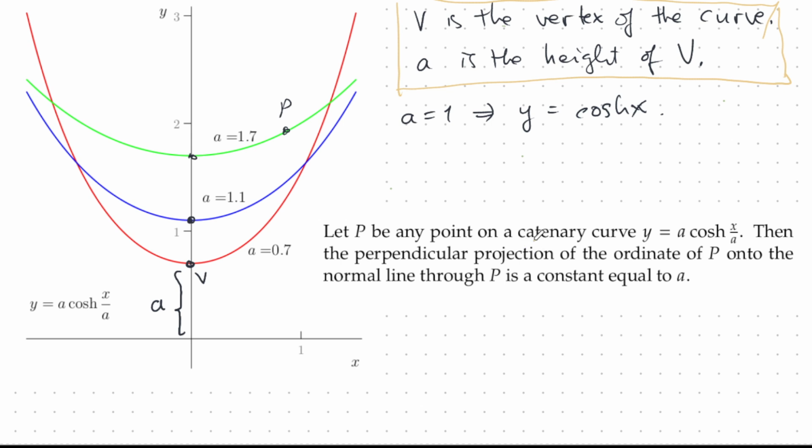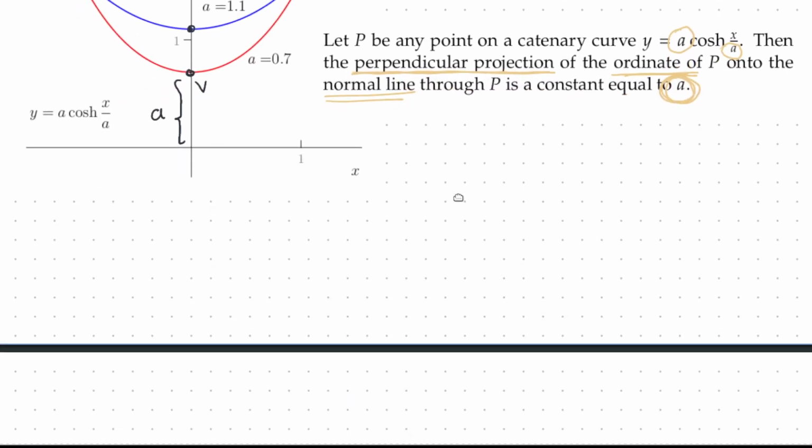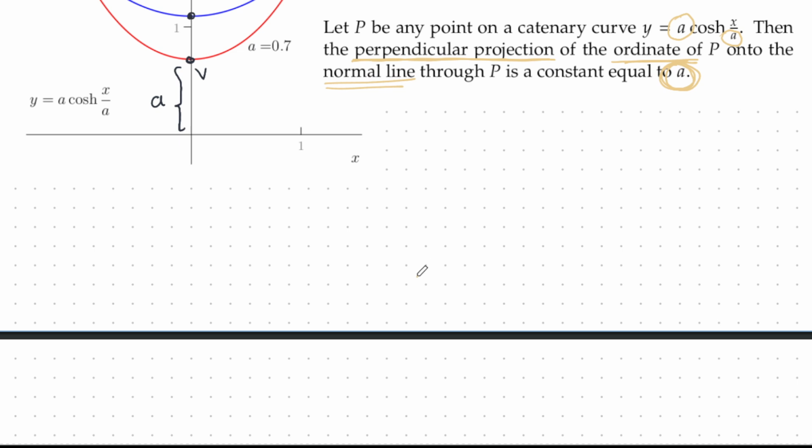This sounds a bit incomprehensible, but we need to think about these things. The perpendicular projection, what's that? What is the ordinate of P? We'll see that soon. What is the normal line through P? I think you know what that is, but it helps to look at a picture. And it's a constant equal to A. So this projection is going to be an invariant. The length of this projection is going to be the same A as this here. That might not seem so impressive in words, but when we look at an actual picture of this, it's going to be quite amazing.